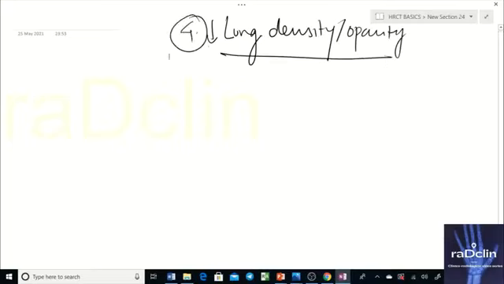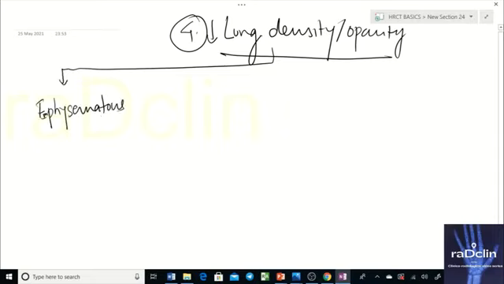Now, this decrease in lung density is basically caused by a few things. What are these things? First, it could be an emphysematous change that can lead to decreased lung density. Second, it could be a cyst. Third, it could be air trapping.